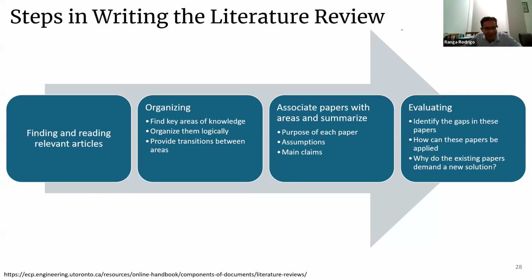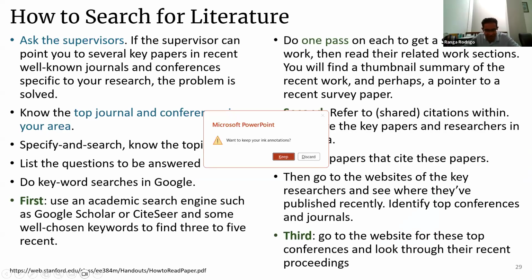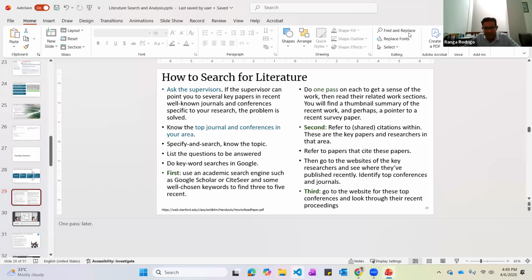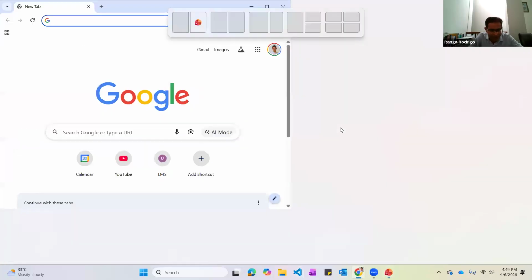Okay, so let's briefly look at the steps in writing a literature review. You find and read relevant articles, organize them, find key areas of knowledge, organize them logically, provide transitions between idea areas, associate papers with areas, and summarize the purpose of each paper, assumptions and main claims, and then identify gaps in these papers. How can these papers be applied? Why do these existing papers demand a new solution? So let's briefly look at an existing paper and see whether we can extract something out of that.